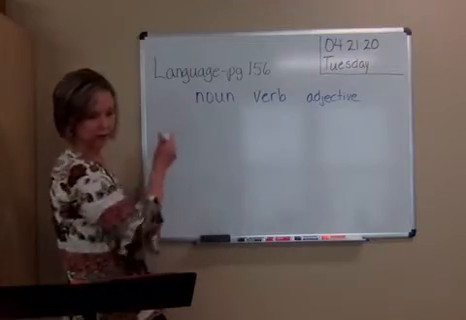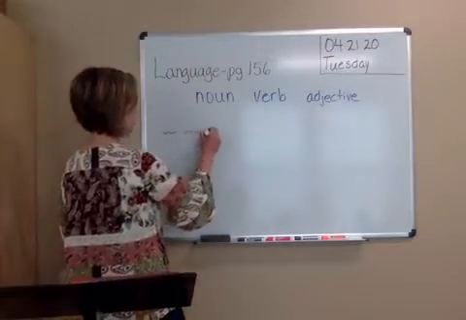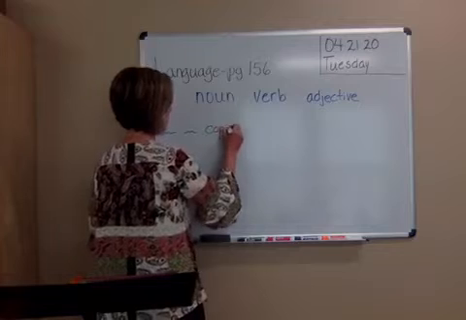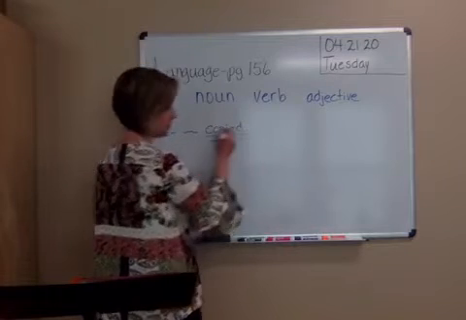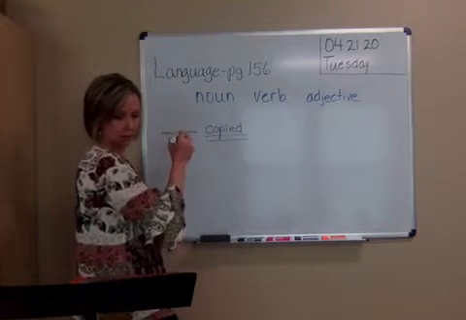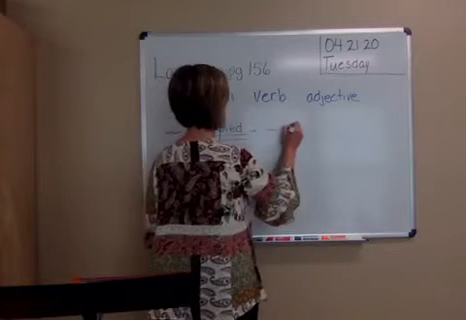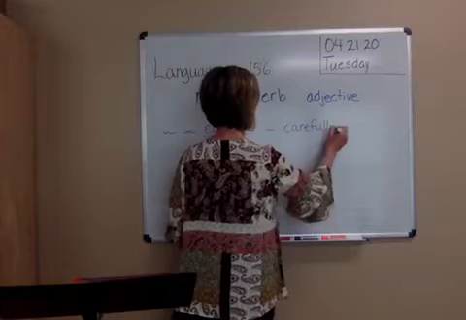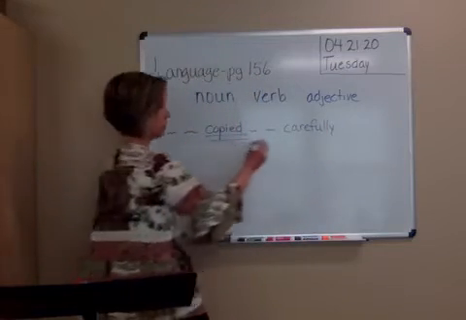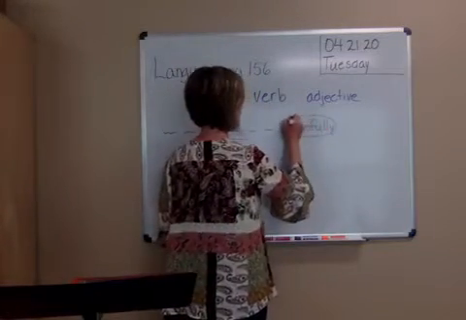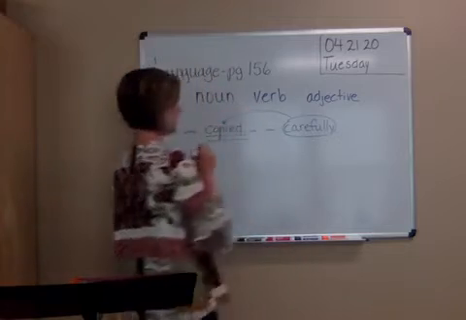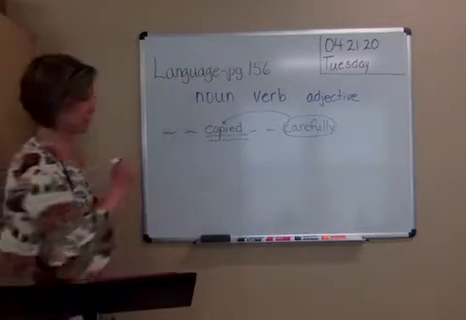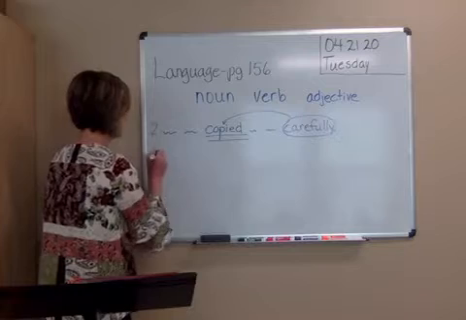So just quickly, the children copied their homework carefully. Okay. So there we're going to circle carefully and match it back to copied because it tells how. All right, that was number 2. Number 3.